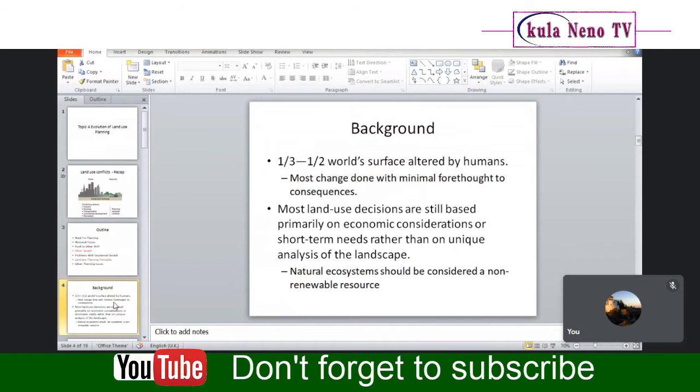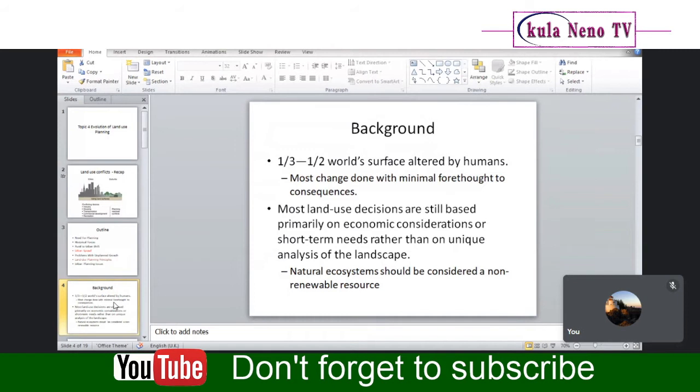Now, most land use decisions, even to date, are still based primarily on economic considerations: either how much money can I make, or how much money can I save, or short-term needs, rather than on unique analysis. They're not even very expensive. You are ready to take a loan, to borrow, so that at least you can buy this plot, because even your neighbor bought. Here, you have even started building, the place is very nice, please join us there. So whoever joins does it, but has anybody taken time to think about the consequences of what you're doing?